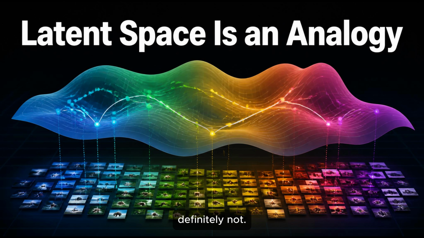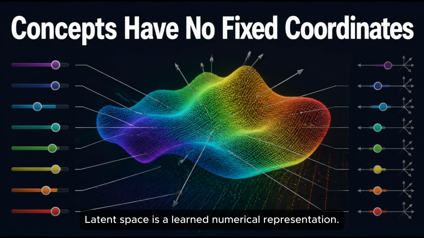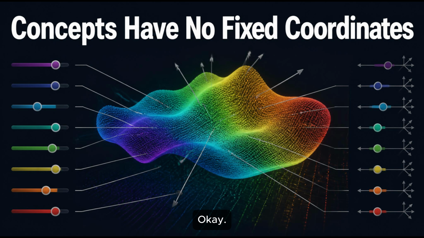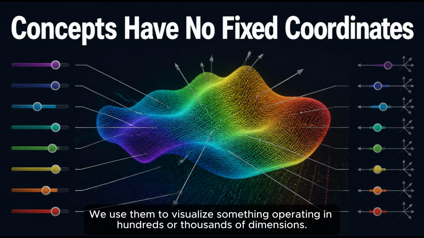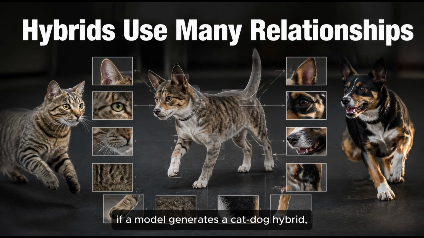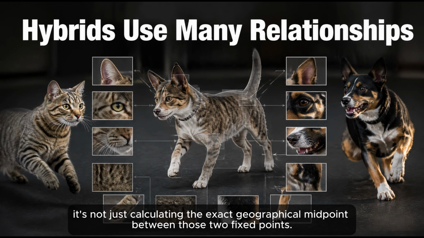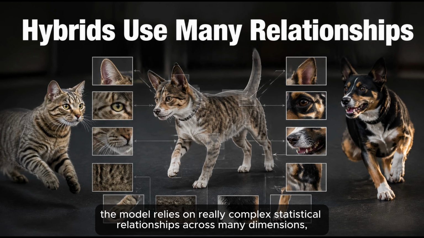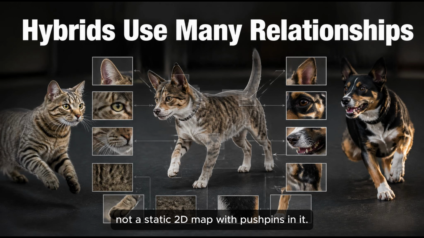No, definitely not. Latent space is a learned numerical representation. Maps and distances are just teaching analogies. Okay. We use them to visualize something operating in hundreds or thousands of dimensions. Concepts do not have fixed, permanent coordinates. So if a model generates a cat-dog hybrid, it's not just calculating the exact geographical midpoint between those two fixed points. No. The model relies on really complex statistical relationships across many dimensions, not a static 2D map with pushpins in it. That makes sense.